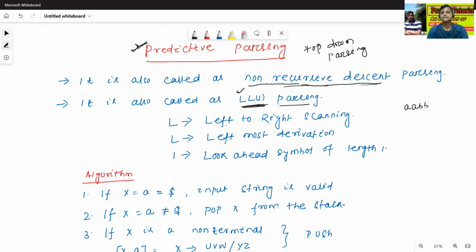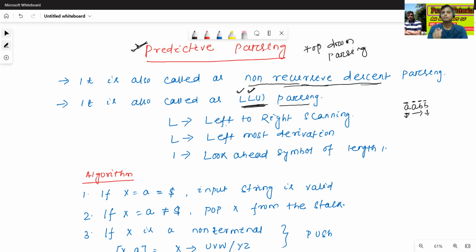Left to right scanning means suppose A, B, B is a string. The parser will scan from left to right. It will scan the first A, then the next element A, then the next element B, then the next element B. In this way, the parser will scan the string. The second L means leftmost derivation.